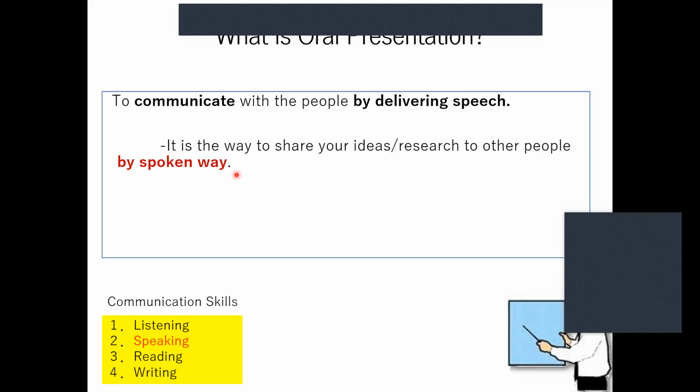So the oral presentation is the way of communication. Okay, please remember, oral presentation is the way of communication, and this part mainly focuses on speaking communication. So you talk with other people, and if they ask you a question, you will reply about your work, about your research, about your ideas, what you are thinking.